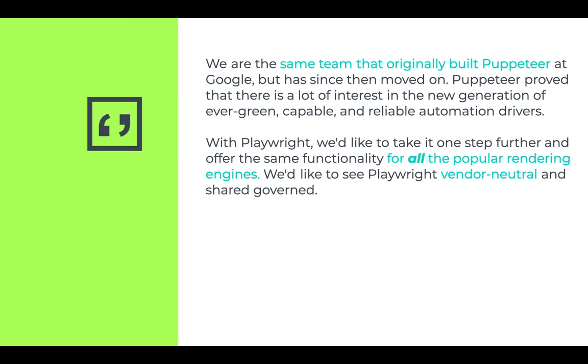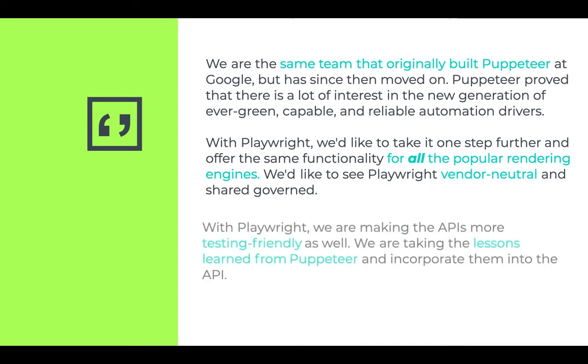So all in all, Puppeteer was developed by Google and then the same team moved to Microsoft to develop Playwright. The major difference between the two is that Puppeteer is limited to Chromium, whereas Playwright supports all the popular browsers. The team further adds, with Playwright, we are making the APIs more testing friendly as well. We are taking lessons learned from Puppeteer and incorporating them into the API. So you can rest assured that Playwright has all the good things that Puppeteer had, plus a lot more.